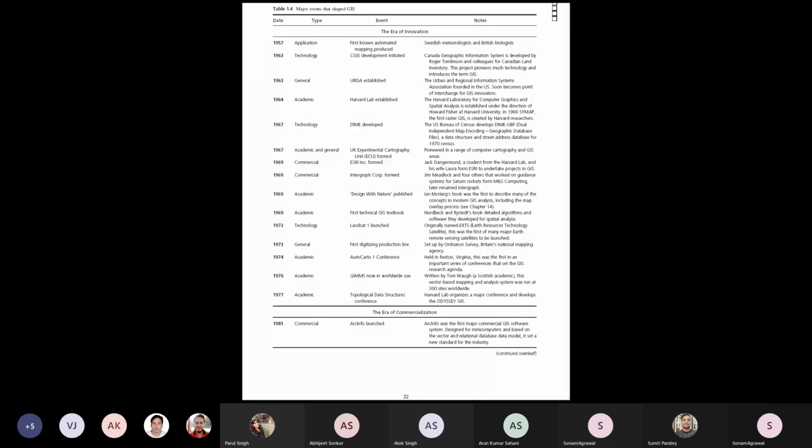Okay. What is overlay? Suppose there is some area, and the road network of that area is drawn on one map, on one sheet of paper, and the bus stops of the same area are drawn on another sheet of paper.